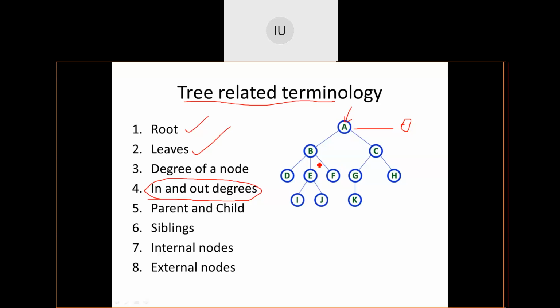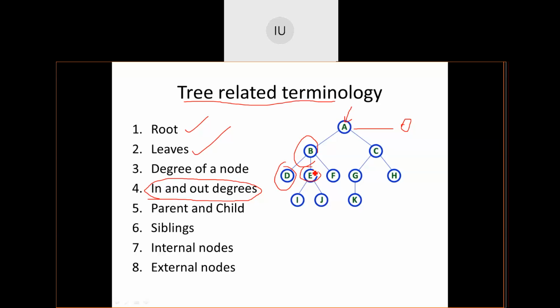Tell me whether B is a root node. Yes or no, you have to tell me. Whether B is a root node? No. Why is it not a root node? Because it has children. Okay. Whether D is a root node? Sorry, whether D is a leaf node? Yes. Whether capital E is a leaf node?